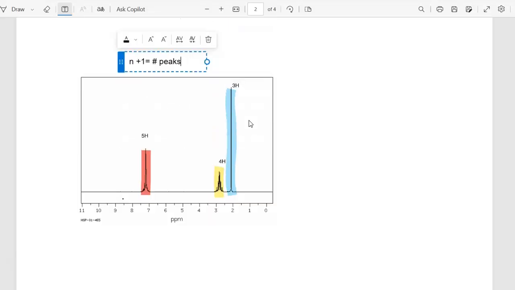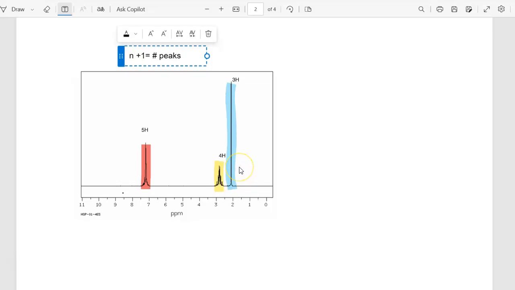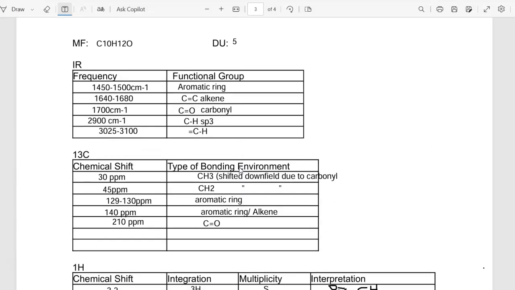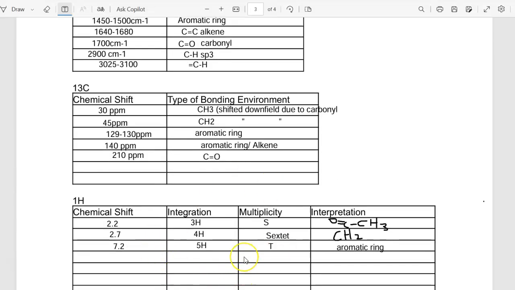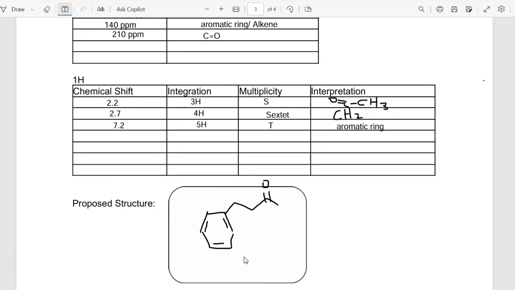And then lastly, our methyl group, because it's right next to the carbonyl, which has no hydrogens on it. So it would just be 0 plus 1, which means there's 1 peak for that. So I filled in our table here. So this is the proposed structure that I have, with a phenyl group.